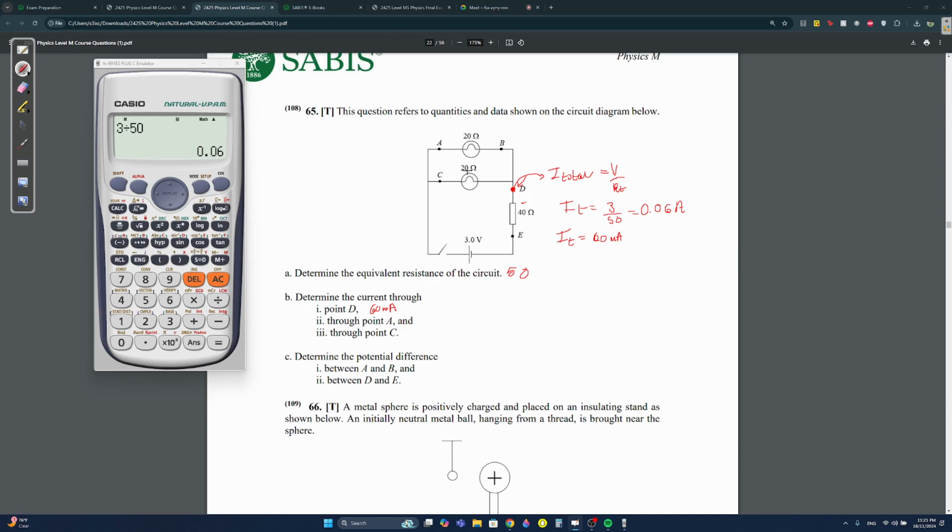Now the current through points A and C. Here's how they did it. The current is coming as 60 milliampere. The bulbs are identical, so they have the same resistance and the same voltage, so they should also have the same current. The 60 splits off into this current here and this current over here. Since these currents are identical, 2I is equal to 60, so I is equal to 30 milliampere.